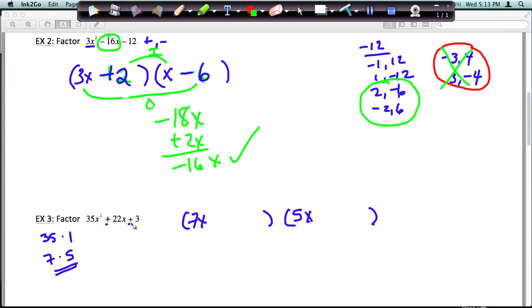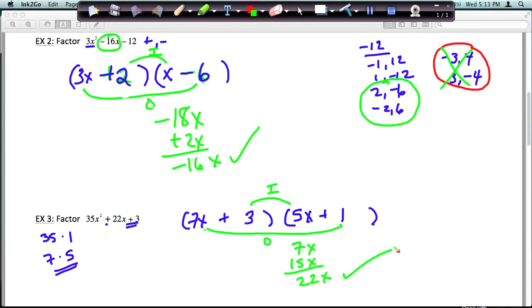Now our last term is a positive 3. 3 is prime, so that helps us. So my only option is 3 and 1, and it's a matter of where they go. So I'm going to put the 3 here and the 1 here, and we're going to check to see whether it works. So we're going to check our outside terms and our inside terms. And our outside terms multiply to be 7x, and our inside terms multiply to be 15x. And when you add those, we actually got this the first time. Those add to be 22x, so we have solved it.